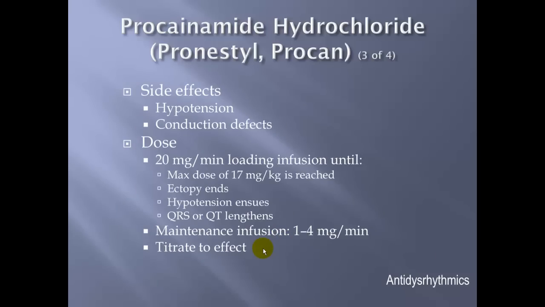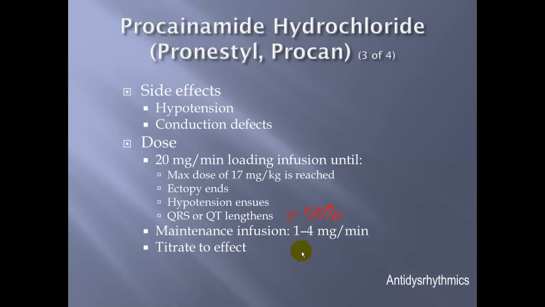Dose on this is going to be 20 milligrams per minute loading dose. Infuse until one of four things occurs. Maximum dose of 17 milligrams per kilogram is reached, the ectopy ends, hypotension develops, or QRS or QT lengthens, and the lengthening is greater than 50%.